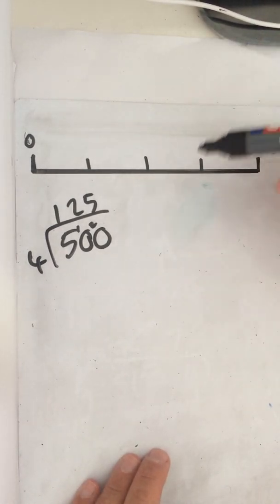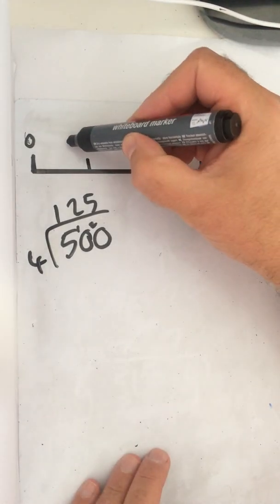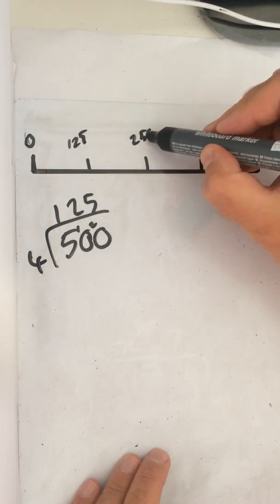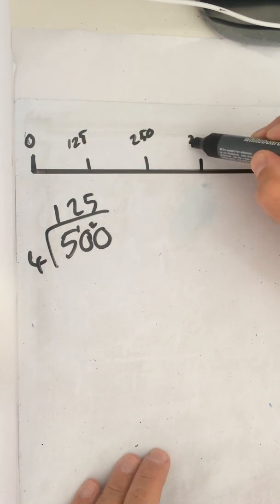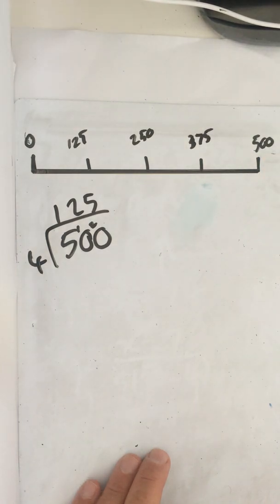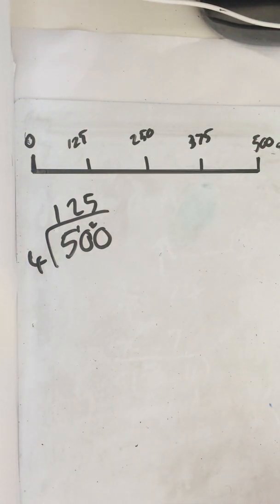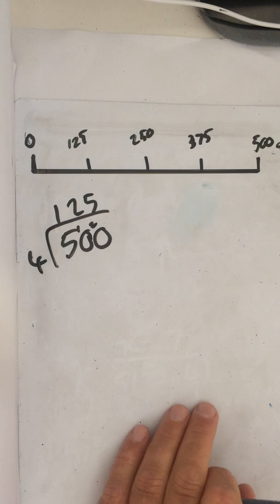So here I know that this is going to be 125, because each one is 125. That means that's going to be 250. So I do my 125 times table, 375. So I've got 500 grams, 250 grams, 375 grams.